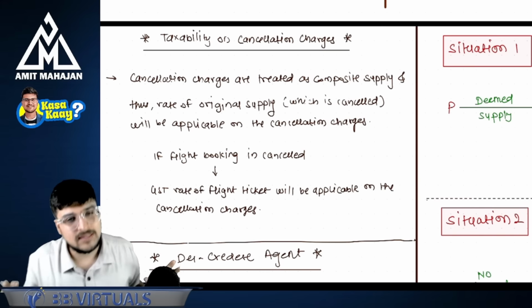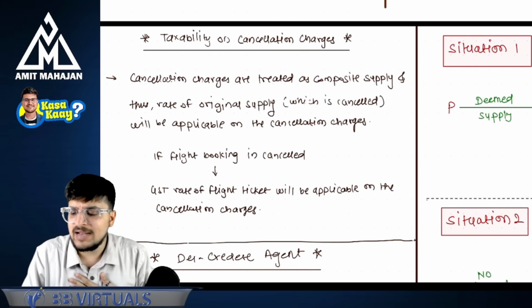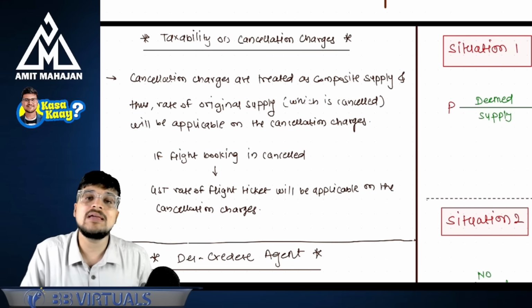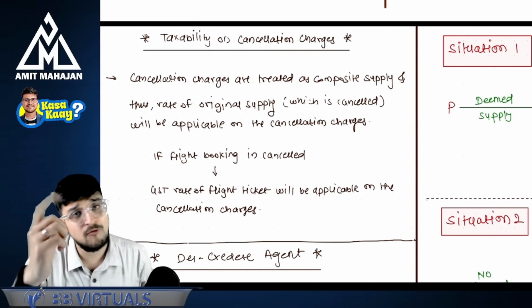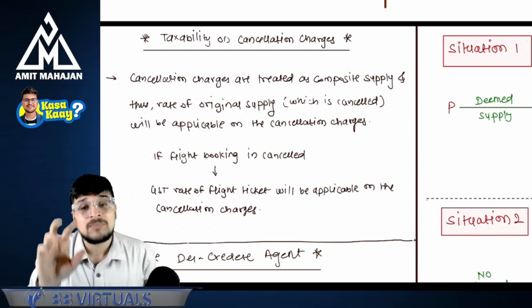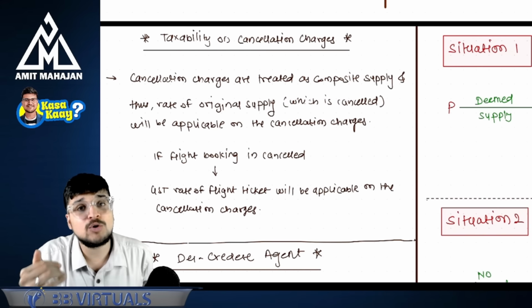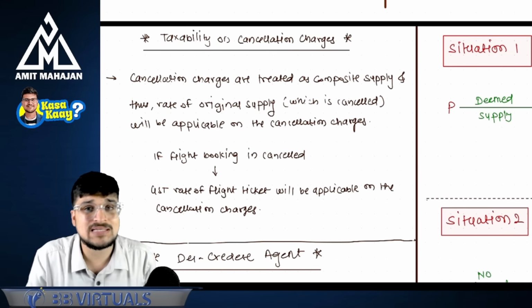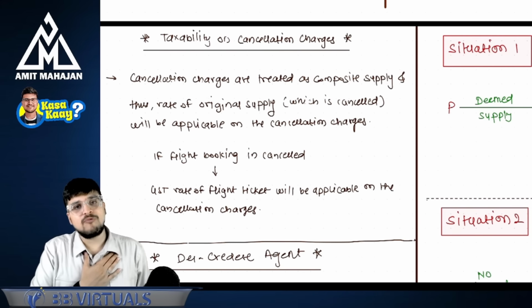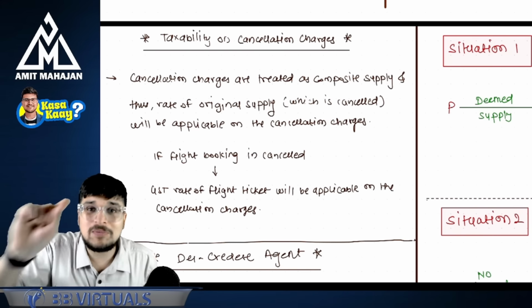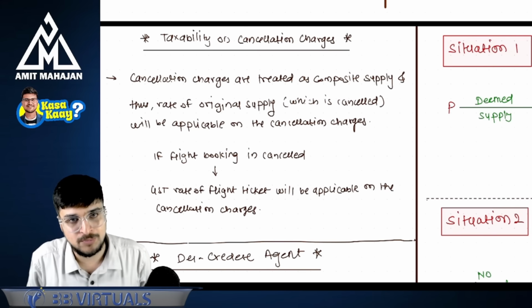But nothing happened. Now the point is that if that plan has got cancelled, I have already booked a flight of 10,000 rupees and I've also paid the GST on that. Now I cancel the flight. And while cancelling the flight, I had to pay some amount, say 4,000 rupees as cancellation charges. What will be the GST applicability on that 4,000 rupees?